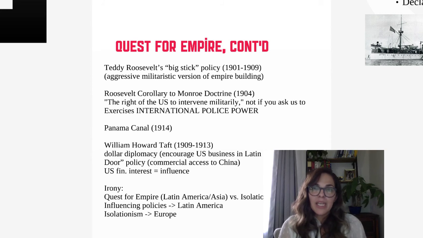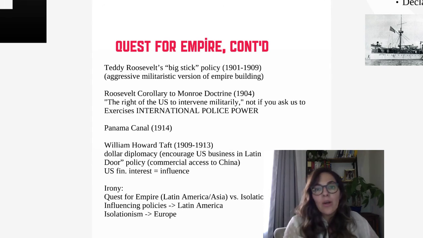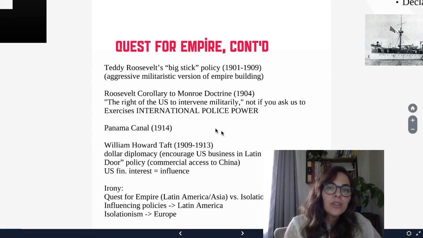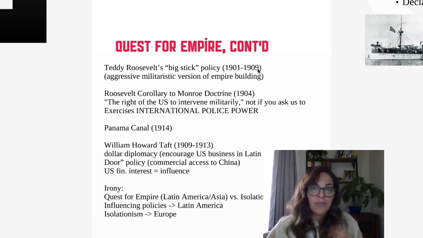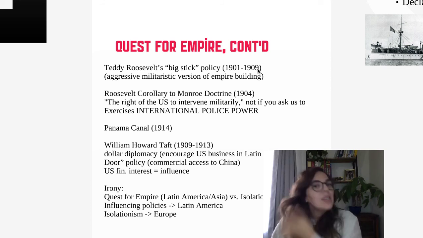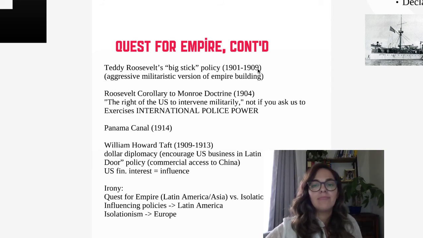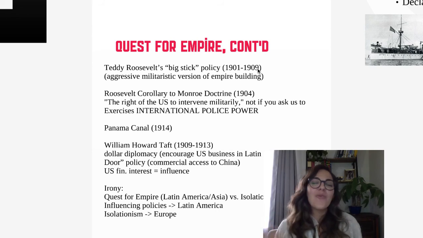He becomes his VP after all of the fame and notoriety that came after the Spanish-American War. Becomes president in 1901 and will be in office until 1908. So he does serve 2 terms. Now, Teddy Roosevelt's foreign policy approach is sort of nicknamed the big stick policy.